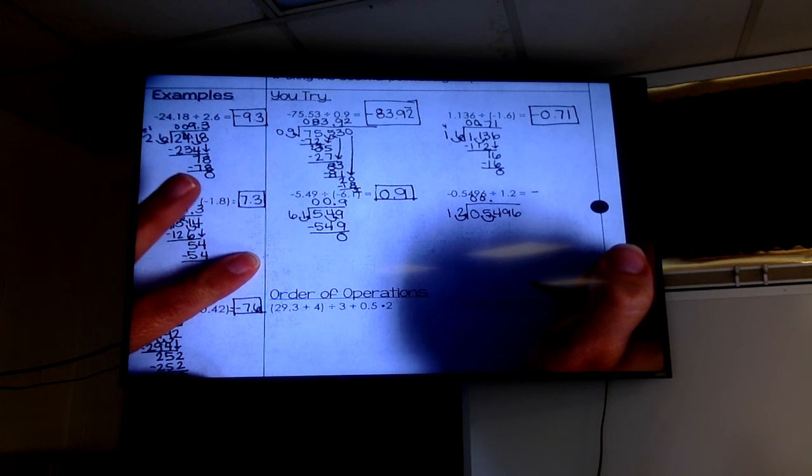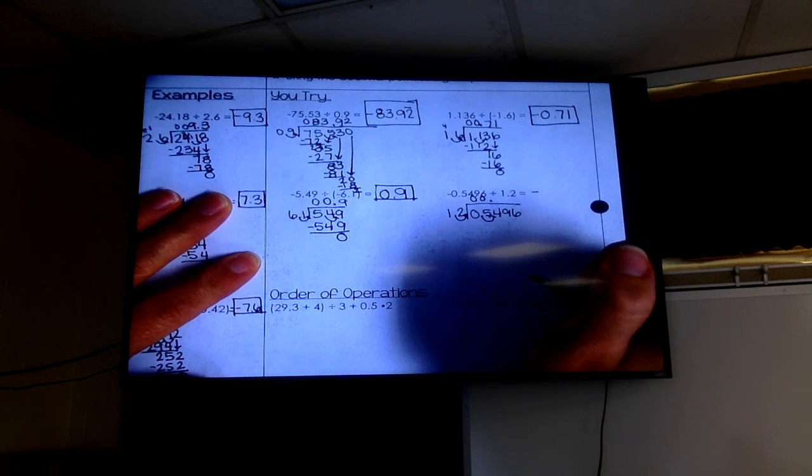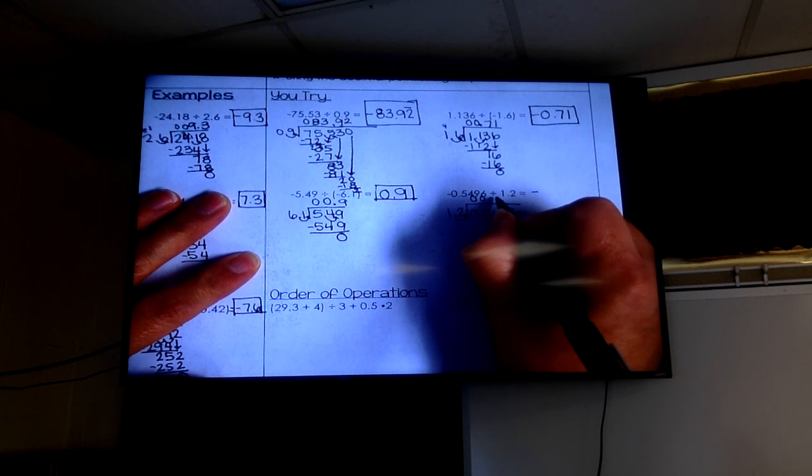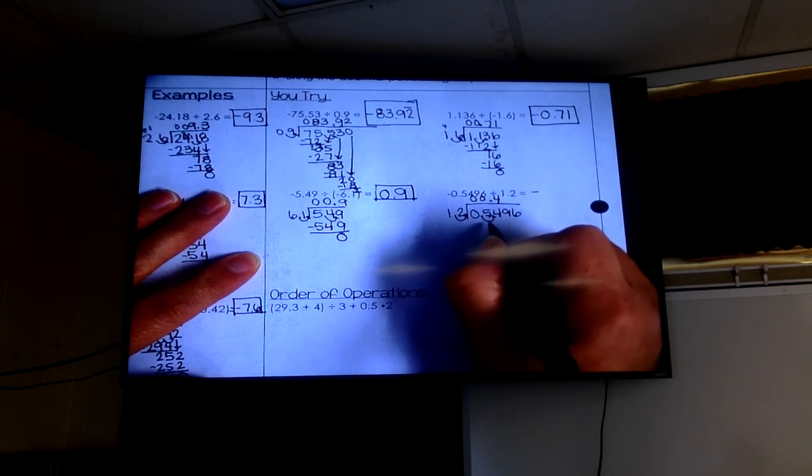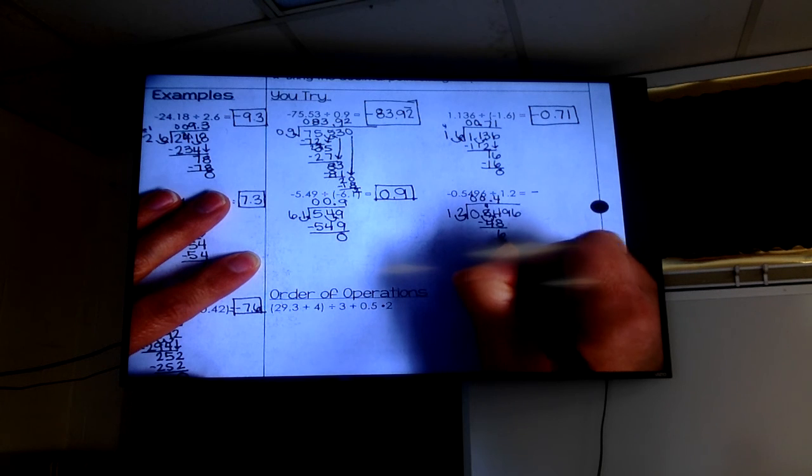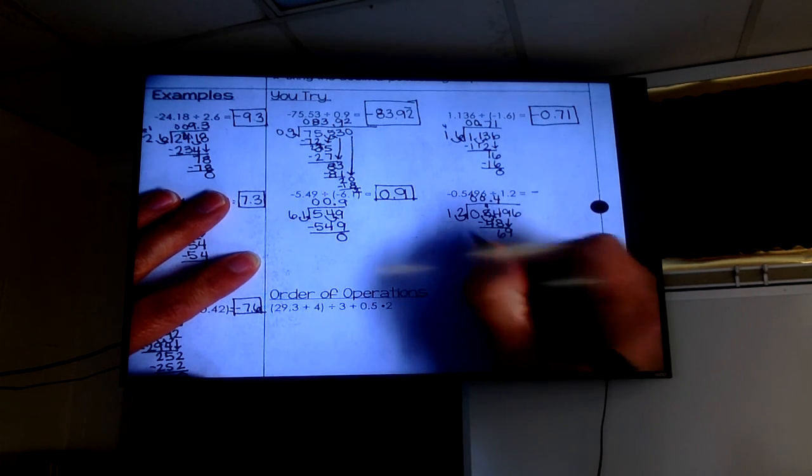So I have 12, 24, 36, 48, and if I did it again, that would be 60, which would be too big. So that's 4, and we said 4 times 12 is 48. I'm going to have to borrow here. 14 minus 8 is 6, which is smaller than 12, so I'm going to bring down my 9.